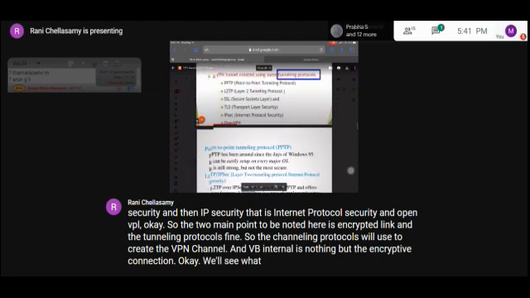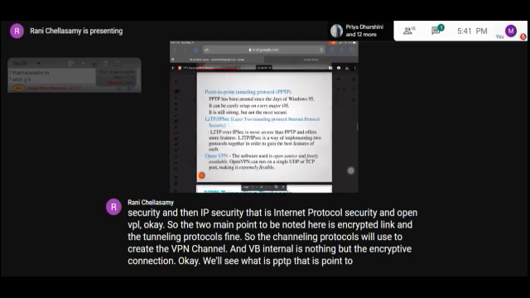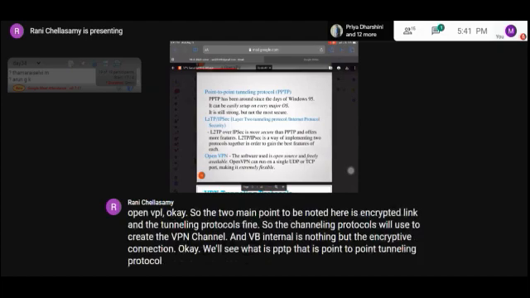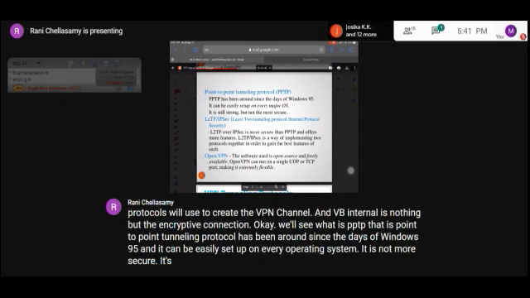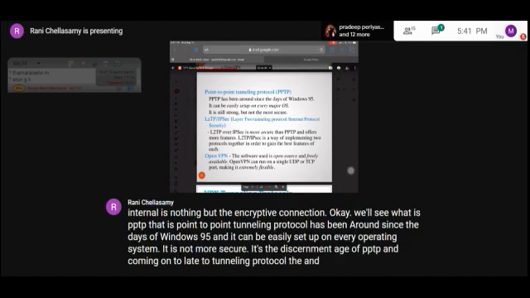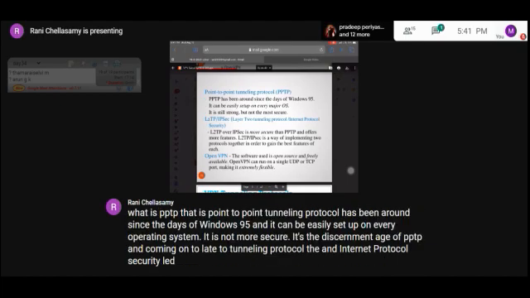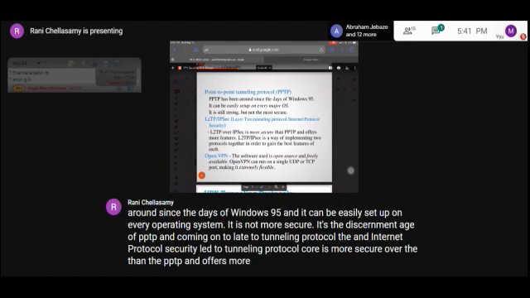We'll see what PPTP, that is point to point tunneling protocol, is. It has been around since the days of Windows 95, and it can be easily set up on every operating system. It is not very secure. That's a disadvantage of PPTP. And coming on to layer 2 tunneling protocol and internet protocol security, layer 2 tunneling protocol is more secure than PPTP, and offers more features also.